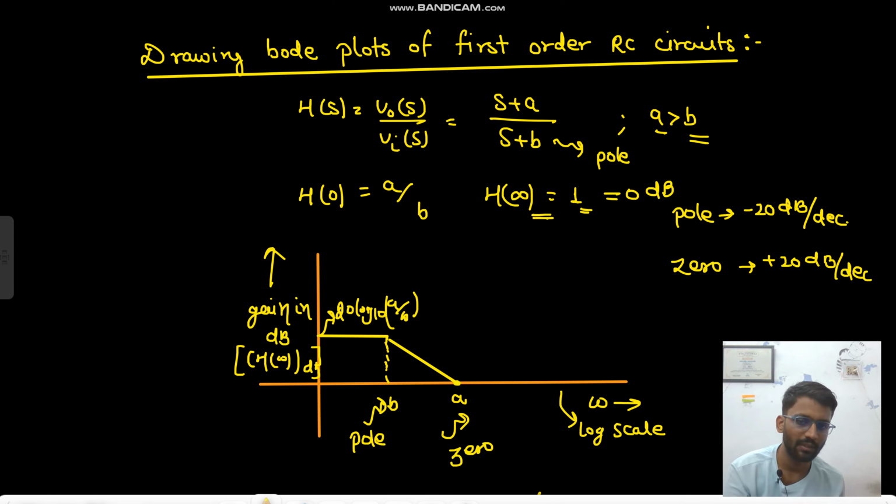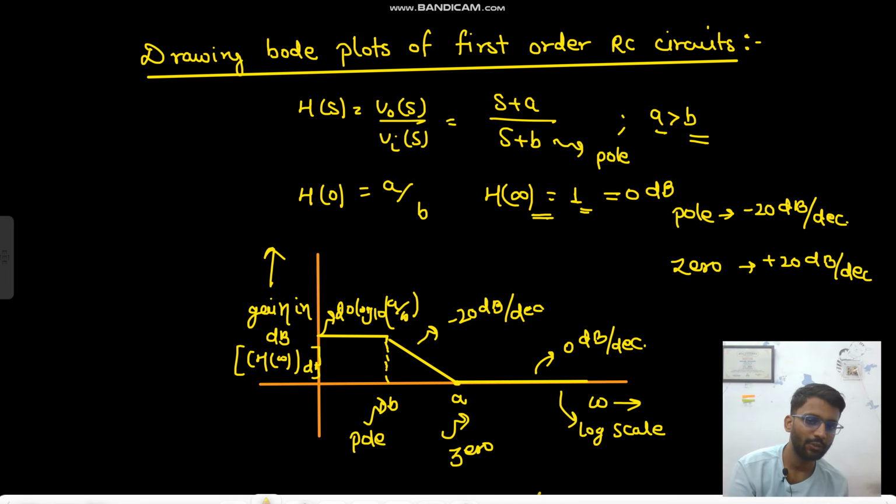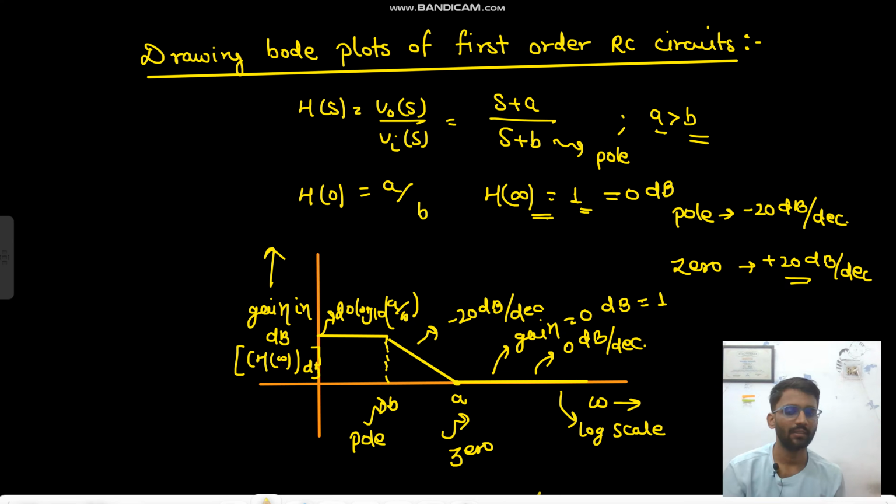And this is the pole. Now this is minus 20 dB per decade. Since we are having a zero, the slope will be minus 20 plus 20, so the slope will be 0 dB per decade. So eventually you will have a gain of 0 dB. A zero is providing you plus 20 dB per decade, so minus 20 plus 20 is 0 dB per decade slope. And this gain is also 0 dB, or 1 in decimal, right?